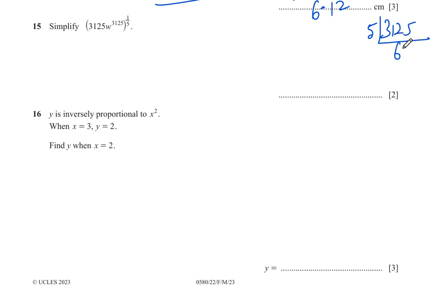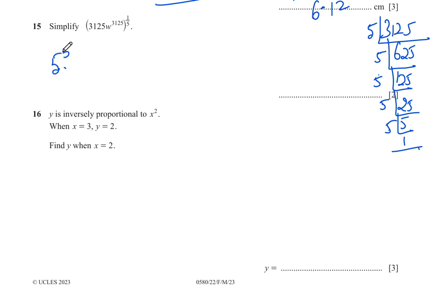625 again in the fifth table, you will get 125. Then again in the fifth table, you will get 25. Again in the fifth table, you will get 5, and 5 gives 1. So 1, 2, 3, 4, 5. So we can write this as 5 to the power of 5, the whole to the power of 1 by 5.